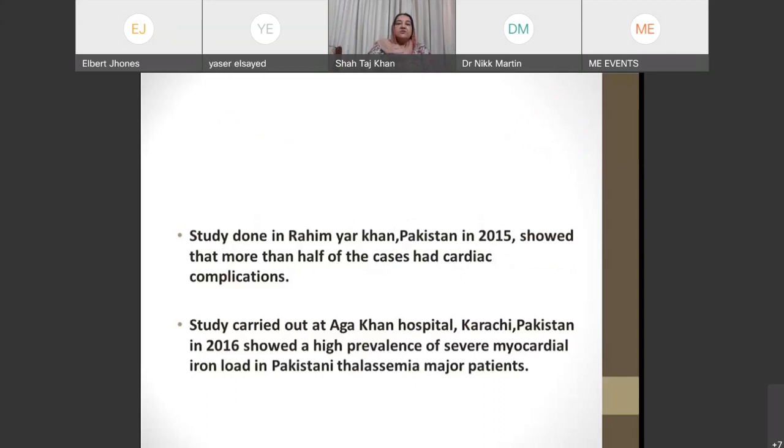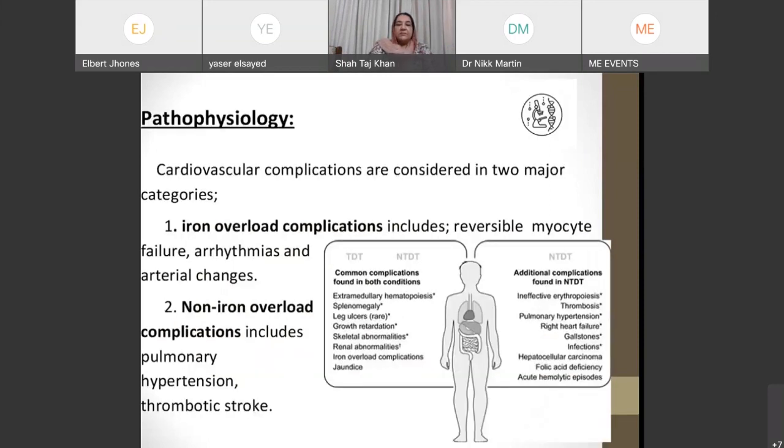We have a study that showed more than half of the cases in a center in Rahim Yar Khan had cardiac complications back in 2015, when proper chelation was not being given. So there was a big burden of cardiac complications in these thalassemia patients. Another study carried out at Aga Khan showed a high prevalence of severe myocardial iron overload in these patients as well. What is the pathophysiology?